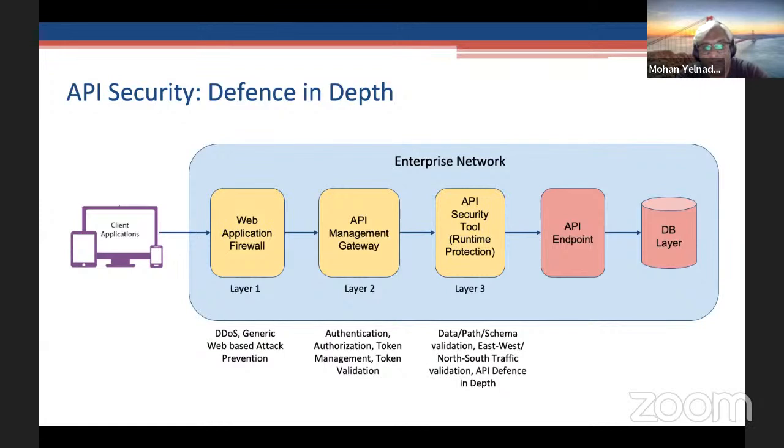So when the client traffic comes for APIs, the first layer is your web application firewall, and at that layer you can take care of DDoS kind of attacks. DDoS is distributed denial of service. WAFs are also generally very capable of handling web-based attacks, or I would say the generic OWASP web top 10 attacks. Those are really matured, and they provide really good service at a WAF layer, that is at the entry level or at the gate level for the enterprise network.